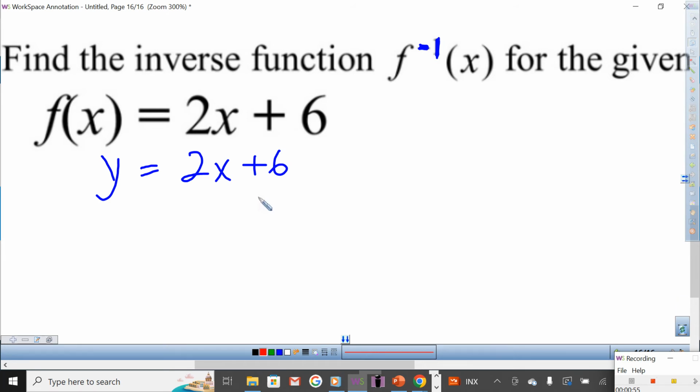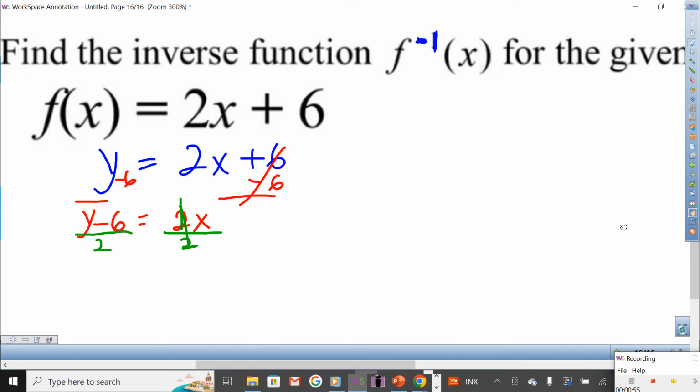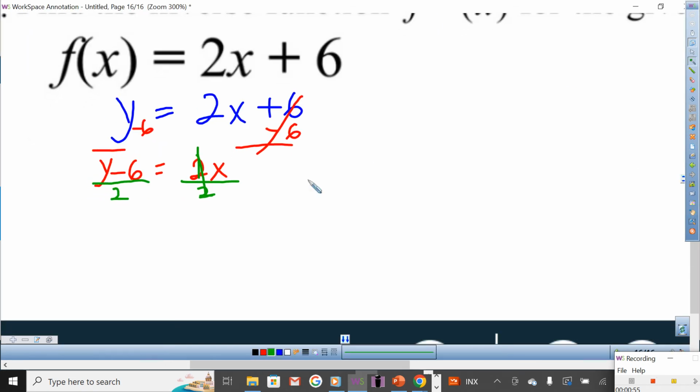To solve for x, I need to subtract 6 from each side. We end up with y minus 6 equals 2x. And then divide by 2, divide by 2. That leaves us with y minus 6 over 2 equals x. Is everybody up to right there? Yeah?